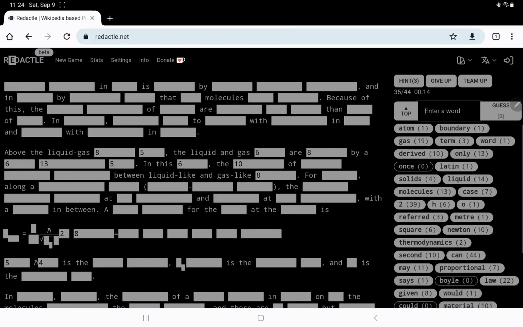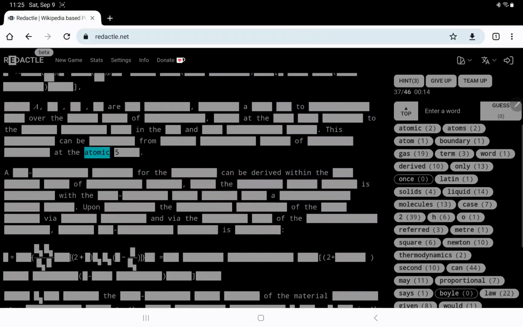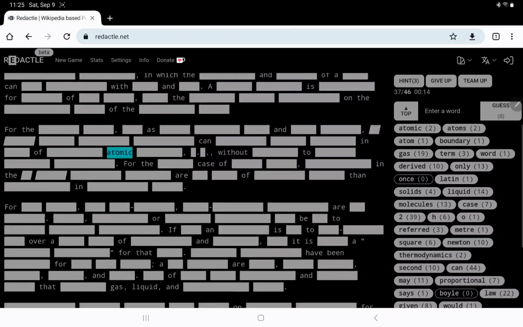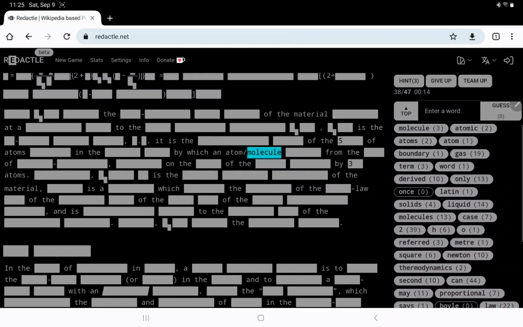Well, let me do atom, atoms, atomic, at the atomic 5 of something atomic something. Here are 2 atoms. And a single atom. Oh, I did molecules plural. Let's do the singular.